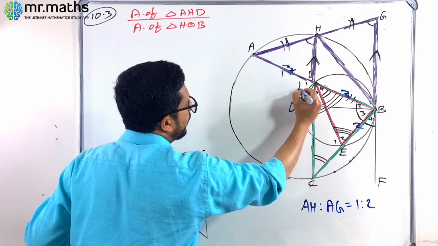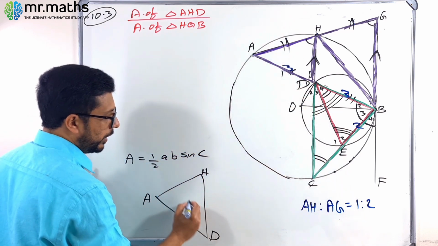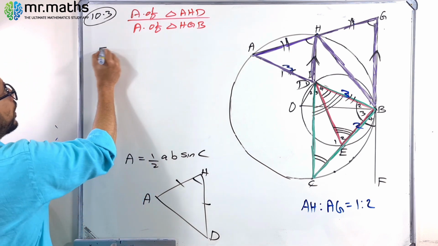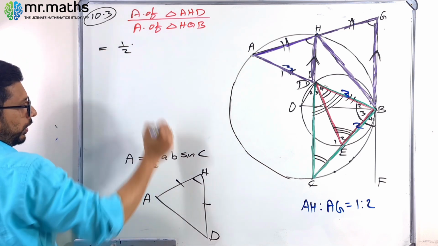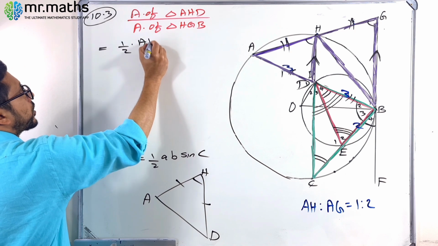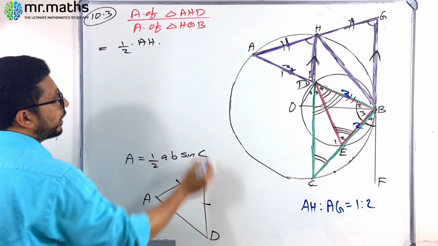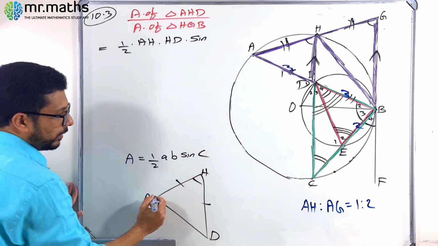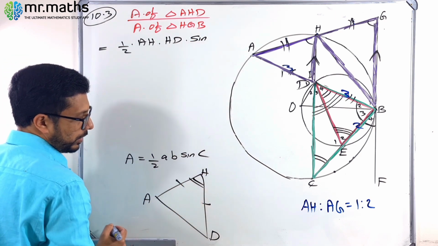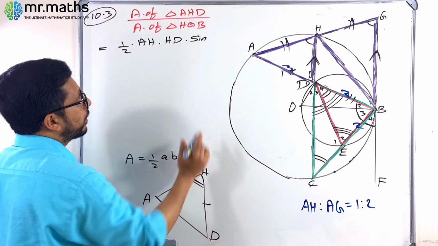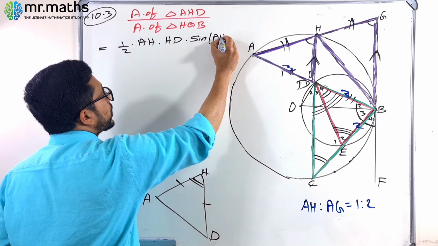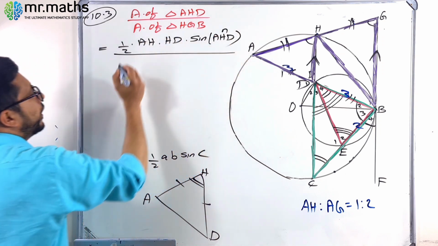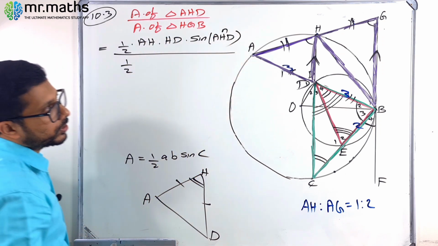D. This is the point D. So I'm going to take these two sides and this angle. It is half into this side, HD, into sine of the angle AHD. We have to take this angle. Am I right? These two sides, then this angle. So, sine of AHD, the whole divided by half into, now which triangle?